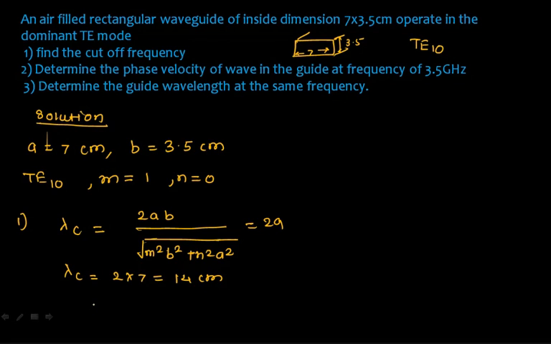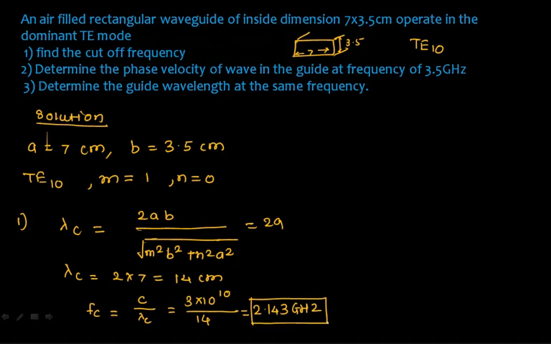You can then find the cutoff frequency, that is C by lambda C. What is C? C is 3 into 10 raised to 8 meters per second. But as we are dealing with centimeters here, convert that to centimeters, so 100 gets added, and it becomes 3 into 10 raised to 10 centimeters per second. So FC will be 2.143 gigahertz. So this is the first answer which you have received.